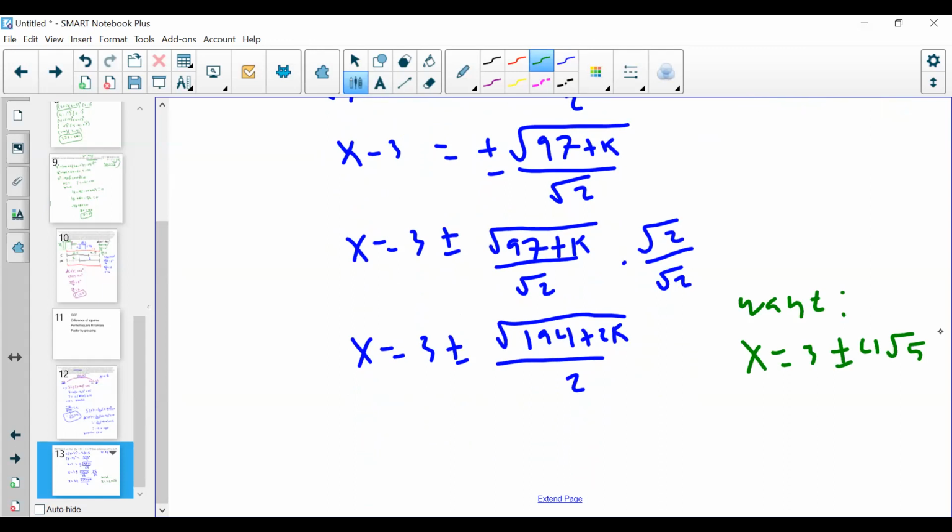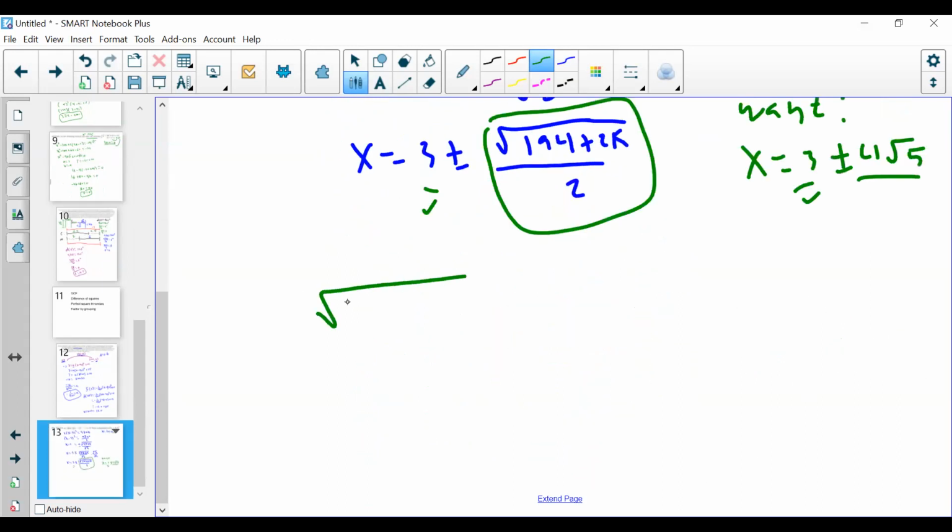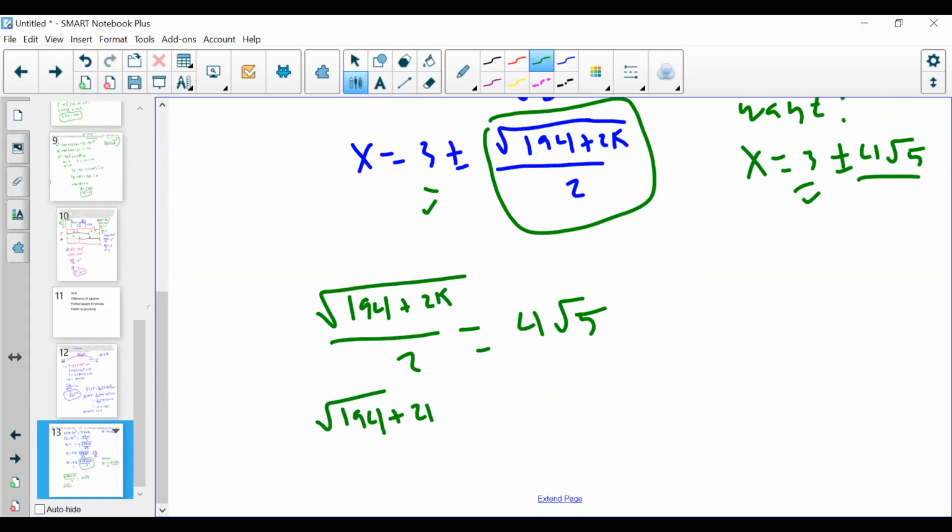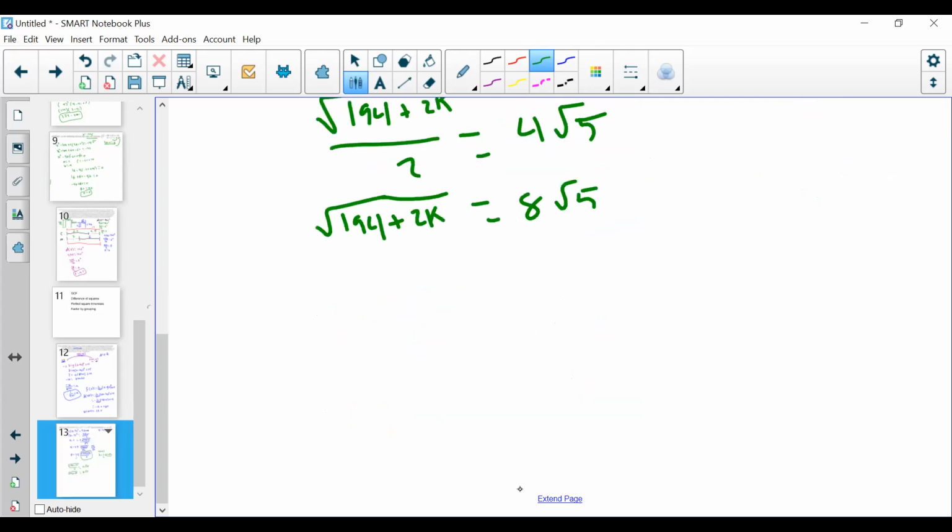So in other words, I have the 3 here. That's good, so I don't have to worry about this 3. But what I want is for this part to equal 4 root 5. So I want the square root of 194 plus 2k, divided by 2, to equal 4 root 5. And that's what I'm going to go for now. So I can multiply both sides by 2. 194 plus 2k equals 8 root 5. Square both sides, get rid of the square root.